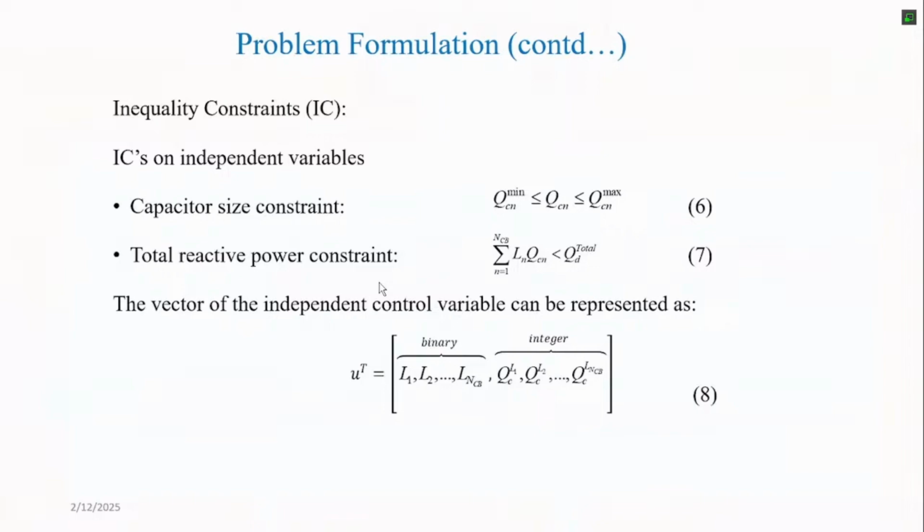If the L2 value, location 2 value, is coming 0, then this QC2 value by default automatically is supposed to be 0, because that location is not suitable for capacitor placement, maybe because of a certain region, so its value should not be there.